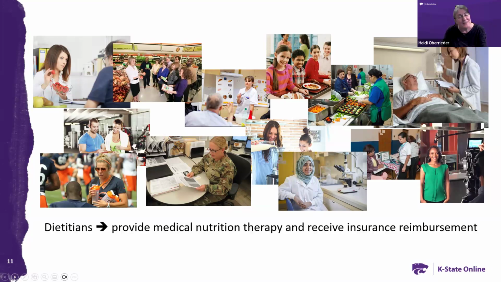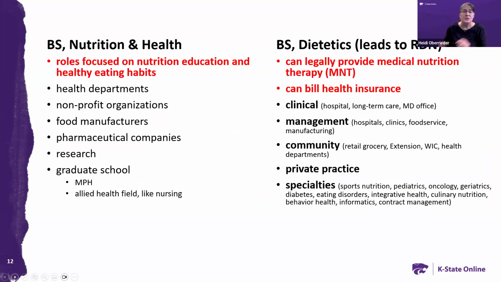And you want to remember, if you want to do one-on-one medical nutrition therapy, you want to take information from a person, help analyze whether their diet is right or wrong, and then make a nutrition prescription, you really need to become a dietitian and earn that RDN credential. So again, here are your two choices. You have the BS in Nutrition and Health and the BS in Dietetics. You want to keep remembering that we can work in both settings, but it comes down to the role and responsibilities you can do. Dietetics is the one that you can bill for health insurance, and you can work in all these different settings.